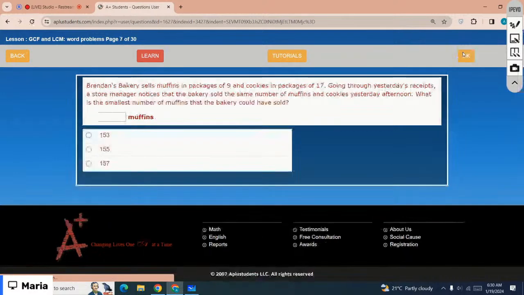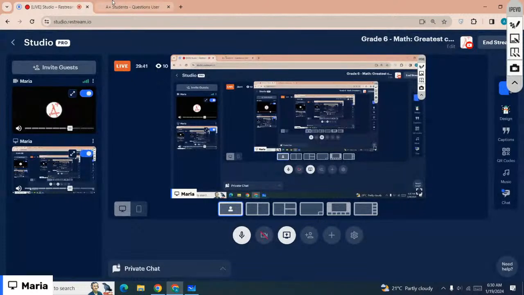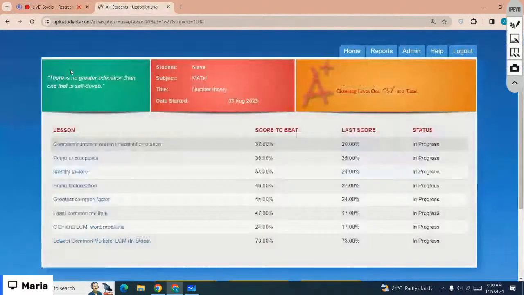Okay, you can complete the lesson by yourself later today. Let me just move on to the next lesson, and the next lesson is lowest common multiple, LCM, in steps. So let's just start with the next lesson.